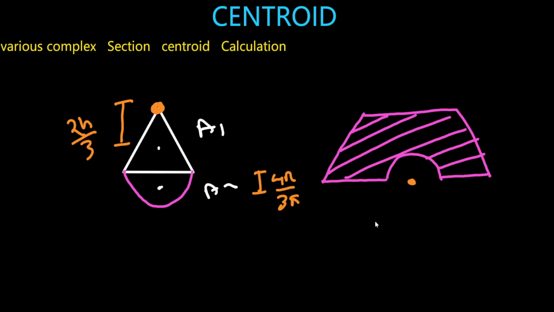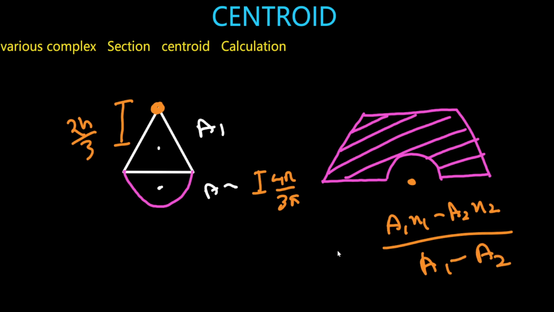For this one, we will calculate the same: a1 x1 minus a2 x2. A is the area of this half circle; the total area is the trapezoidal area minus the small half circle area, which gives x bar. Likewise, we can calculate y bar. For all these cases, we can do all our calculation.